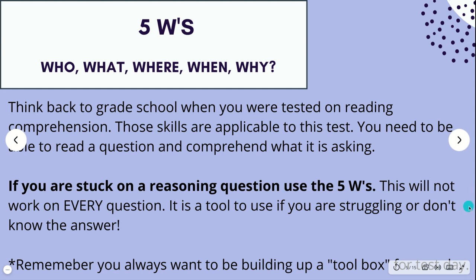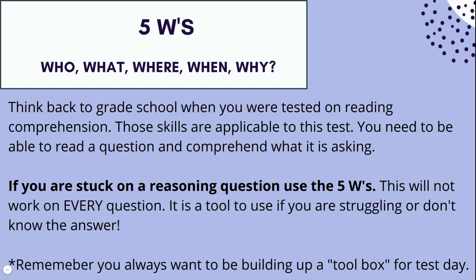The 5 W's, and you're probably thinking, what is this? It's very old school. Think of when you were back at elementary school. We're talking the 5 W's: who, what, where, when, and why. That application of those W's that you were tested on way back when you were doing reading passages, that's going to help you on this test. And I'll go through each of them in just a minute.